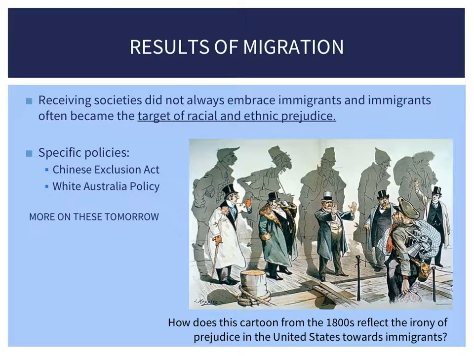So there also are negative reactions to immigration, and over time, receiving side societies did not always embrace immigrants, and immigrants often became the target of racial and ethnic prejudice. So you're going to look at, maybe not right now, but possibly tomorrow, two specific policies that you need to know: the Chinese Exclusion Act, which took place in the United States, and then the White Australia policy, which, as you can guess, took place in Australia, where specific ethnic groups were kept out of those regions.